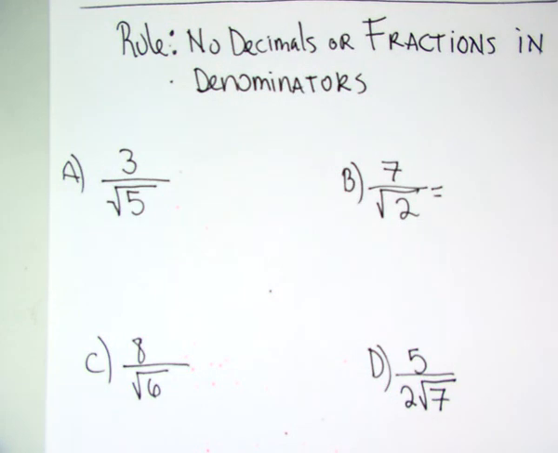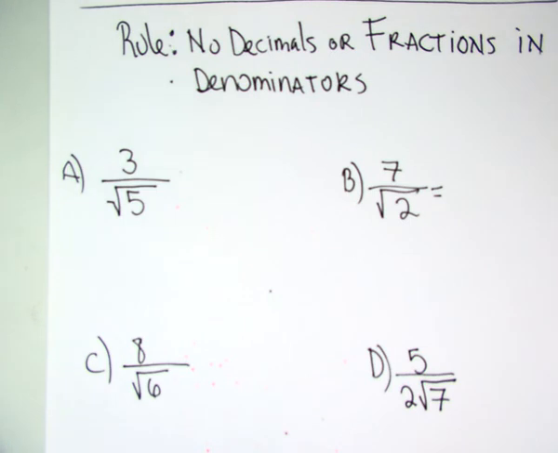Hello everyone. Goal 10 is dealing with rationalizing radical denominators. The reason we do this is because there's an unspoken rule. I don't know that all levels still use it, but the rule is really simple. You can't have decimals or fractions in the denominators. You can have them in the numerator, but not in the denominator.